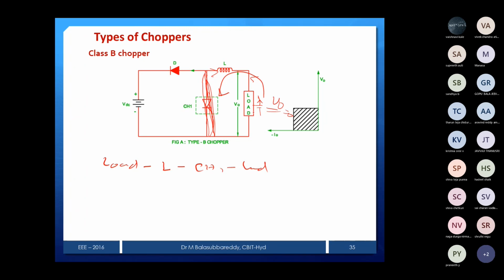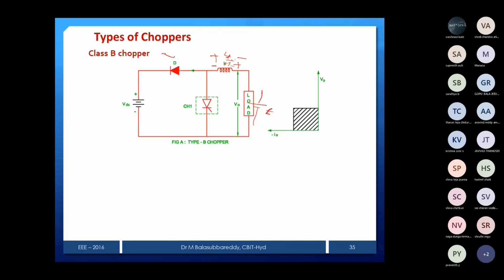And now after some instant, the chopper is going to be off. Once the chopper is off, as I already told, the battery is there. Chopper is off means earlier it is already charged with these polarities, plus and minus. Now this one is a plus, this one is a minus. Then there is already an E, and this voltage L dI by dt will forward bias the diode.